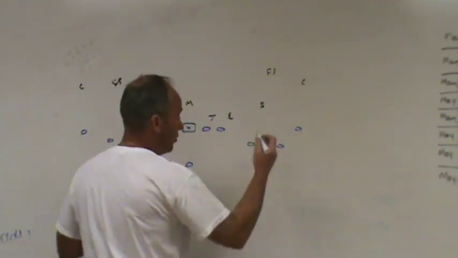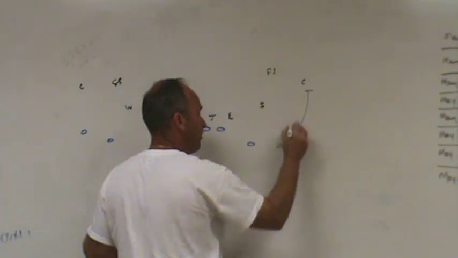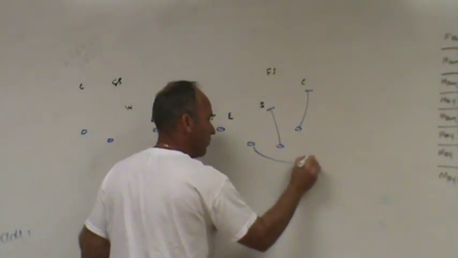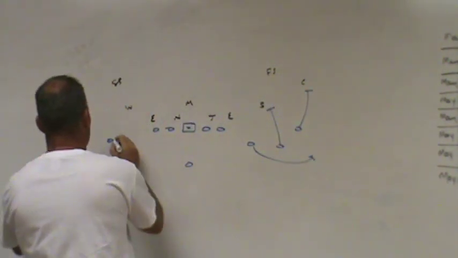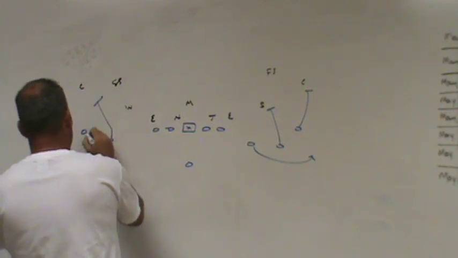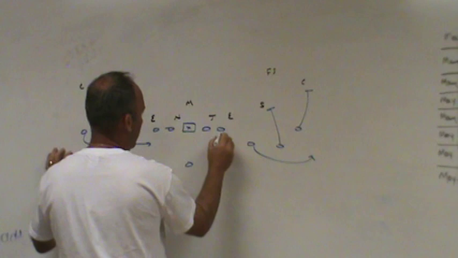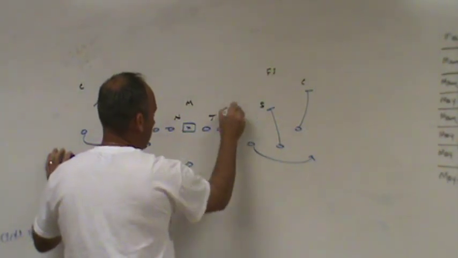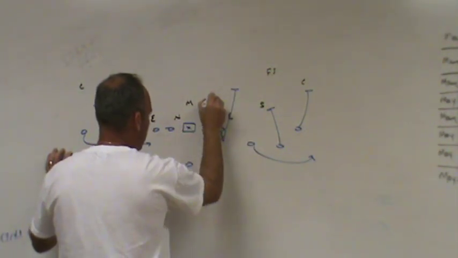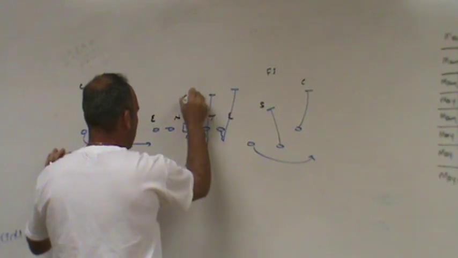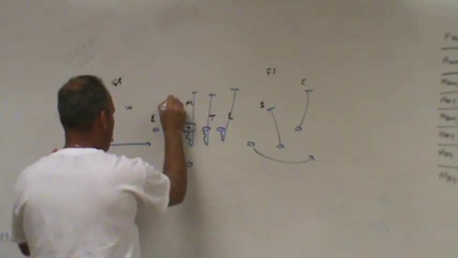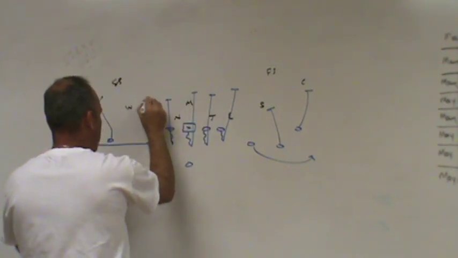So what you could do off your bubble stuff is set up the bubble screen on this side with leverage here, and then you're setting up the middle screen on the back side. And all your linemen are going to do now is just flash and go, flash and go, flash and go.